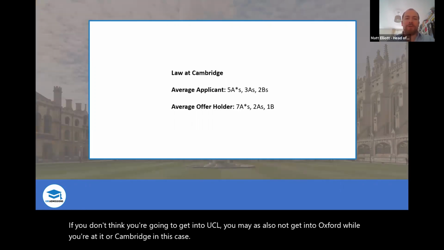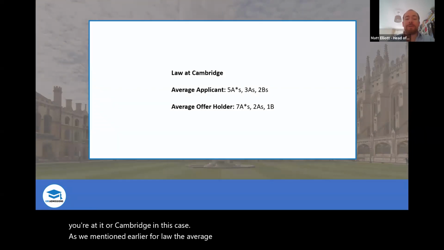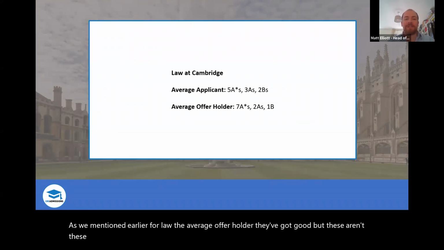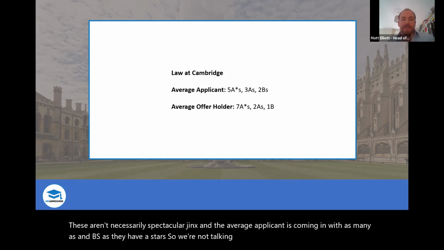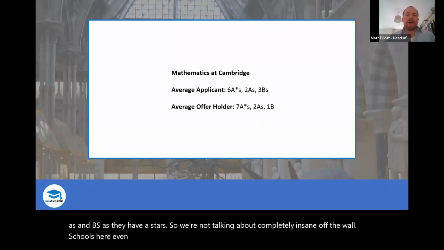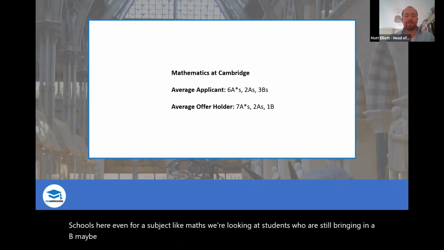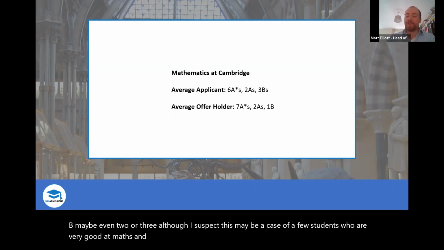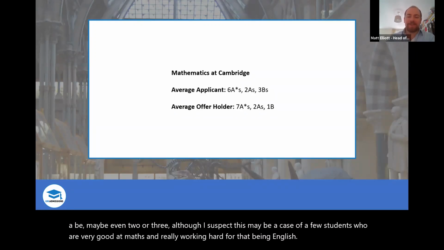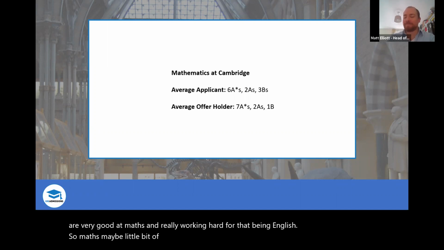As we mentioned earlier, for law, the average offer holder, they've got good, but these aren't necessarily spectacular GCSEs, and the average applicant is coming in with as many A's and B's as they have A stars. So we're not talking about completely insane off the wall scores here. Even for a subject like maths, we're looking at students who are still bringing in a B, maybe even 2 or 3. Although I suspect this may be a case of a few students who are very good at maths and really, really working hard for that B in English. So maths may be a little bit of an outlier there.